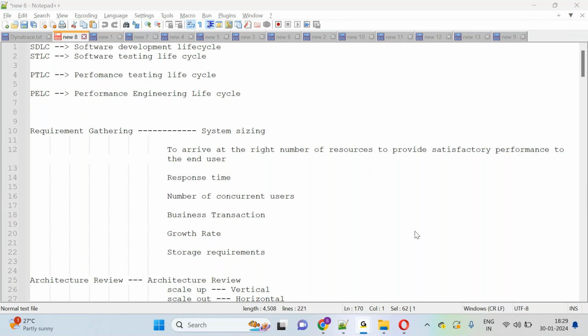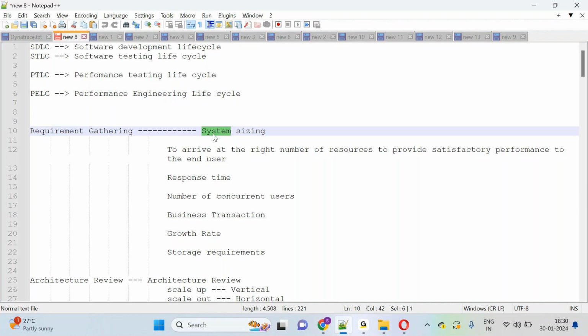When developers are doing something, what can performance engineers focus on? That is what I'm trying to tell you here. Say the first activity, requirement gathering. When developers are doing the requirement gathering, performance engineers also will do the requirement gathering, but they'll look at system sizing information. What am I going to plan for my system, basically how it has to be, what configuration it has to be. In the initial stage, they'll collect the requirements related to system sizing.